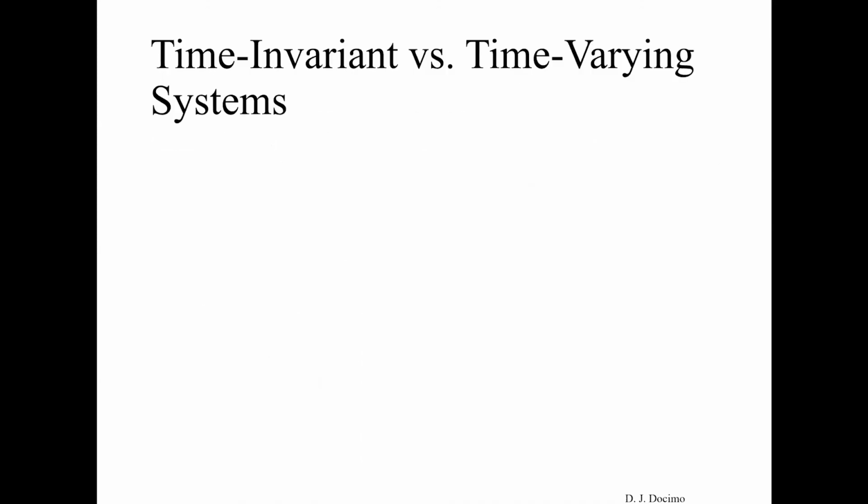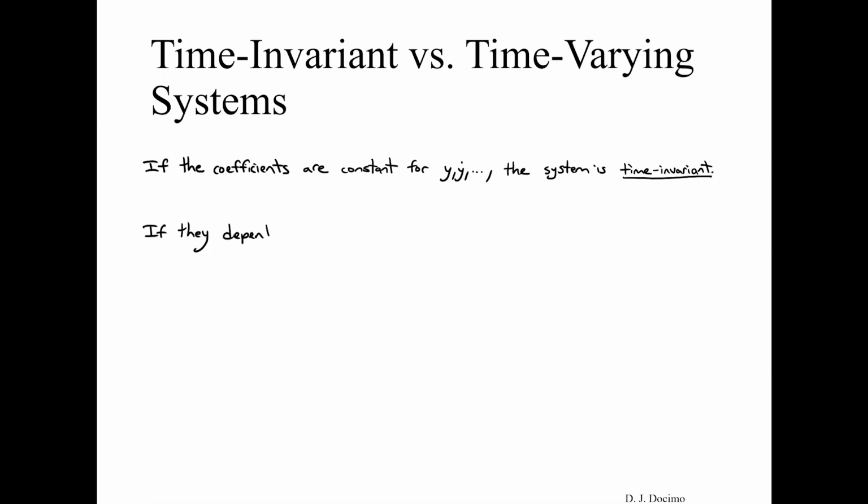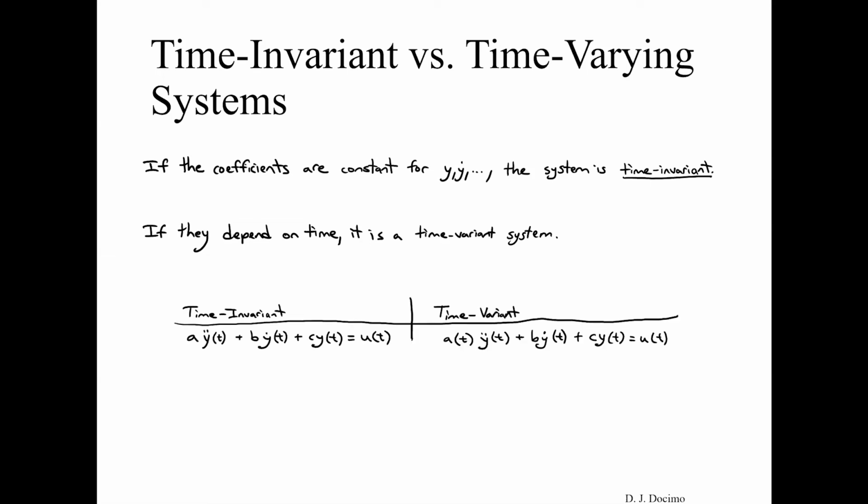Okay, and our third category of different types of systems is time invariant versus time varying or time variant systems. So if we have those equations similar to what we had before, if their coefficients or their parameters that are multiplied by y dot, etc., are constant, then the system is time invariant. However, if any of those parameters depend on time, it is a time variant or time varying system.